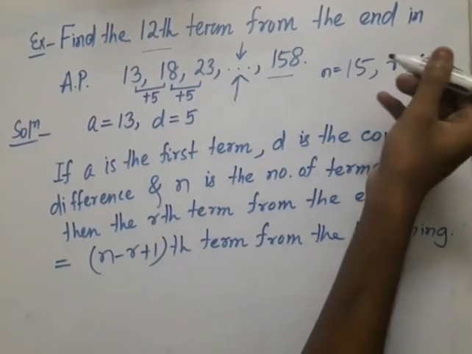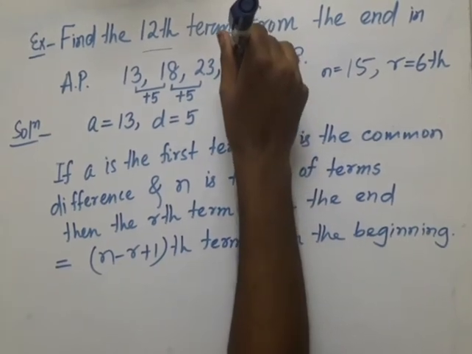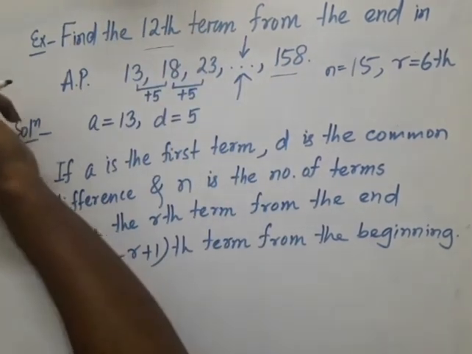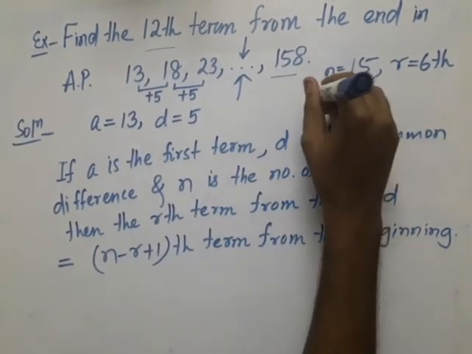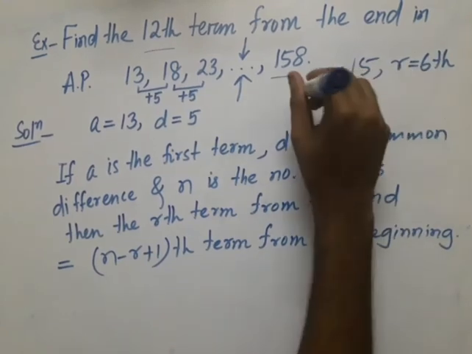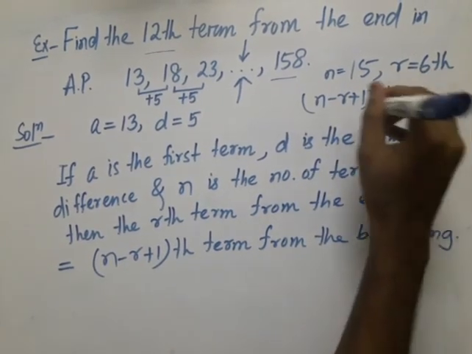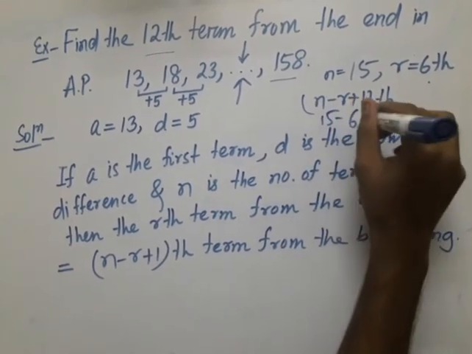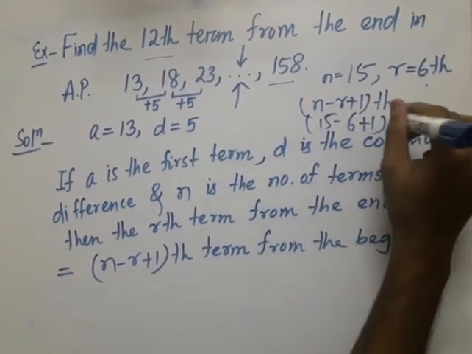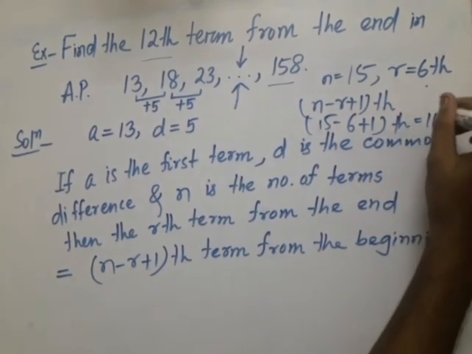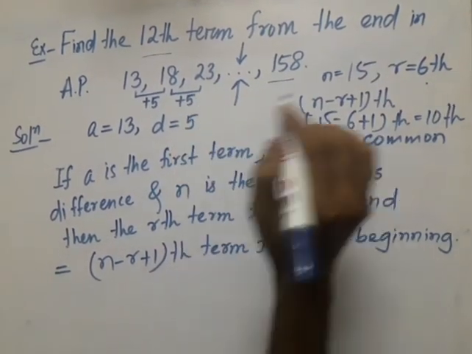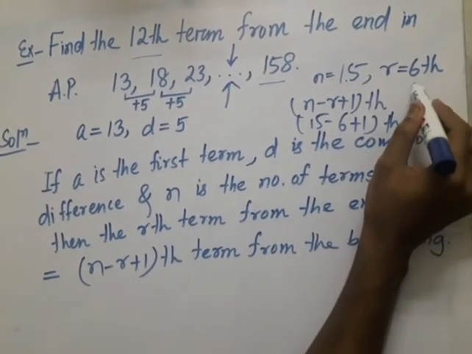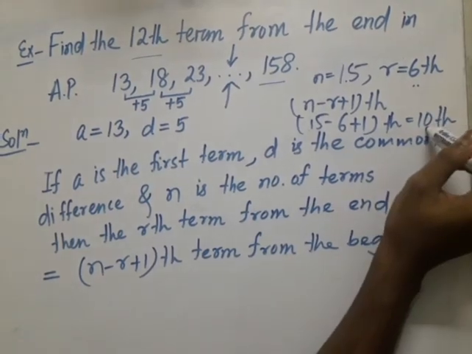If we take the 6th term and ask what is that term corresponding from the beginning, what we will say? Now, (n minus r plus 1)th term from the beginning. That means 15 minus 6 is 9, plus 1. That is the 10th term, the 10th term from the beginning. That means if there are 15 terms in a particular sequence, the 6th term from the back will be the 10th term from the beginning.